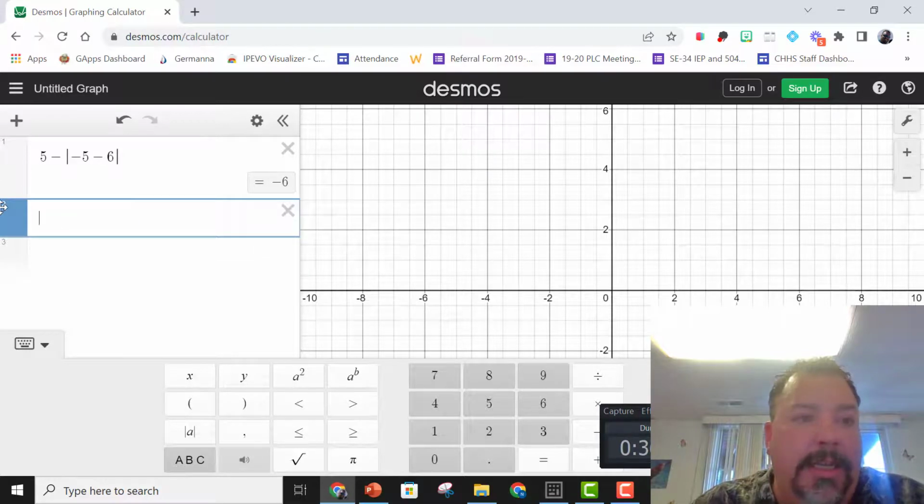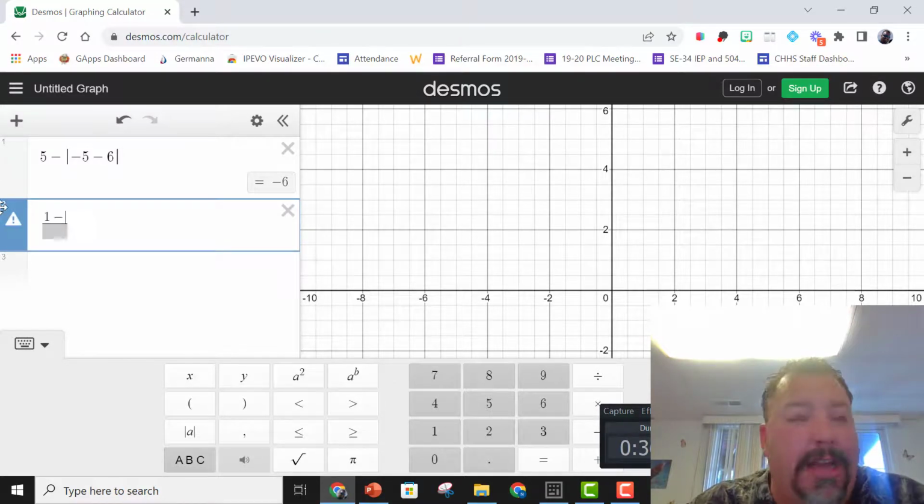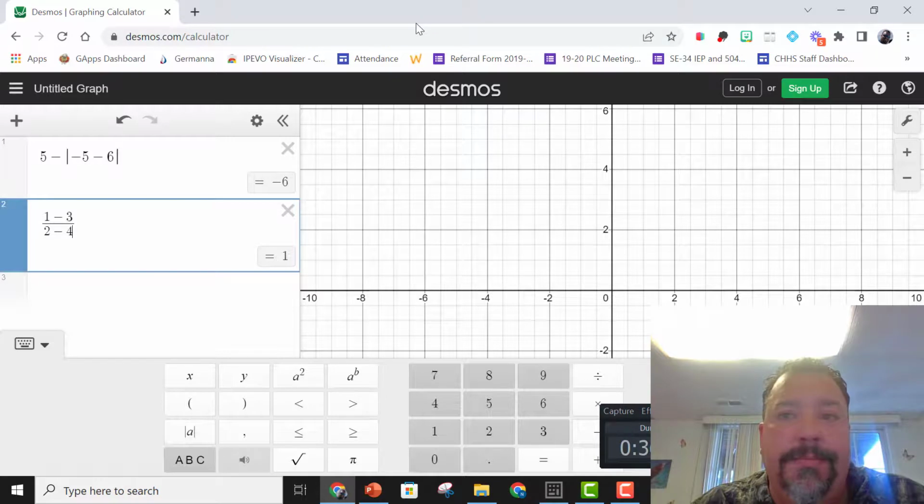Also, when you type in a slash, it'll automatically make it into a fraction bar. So you can easily type in your problems like this.